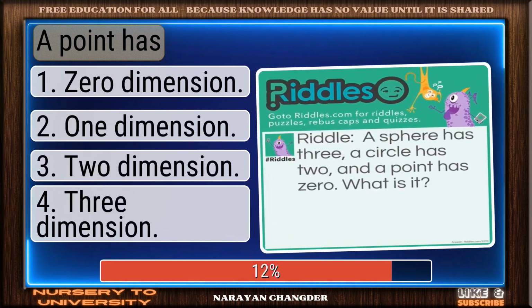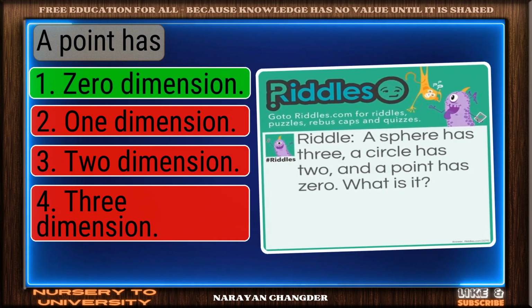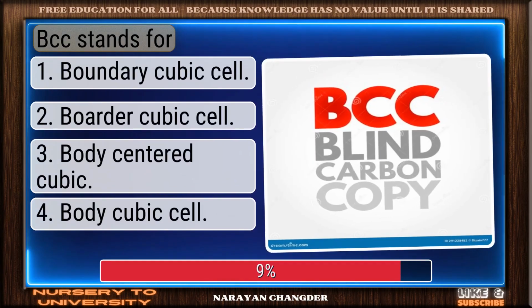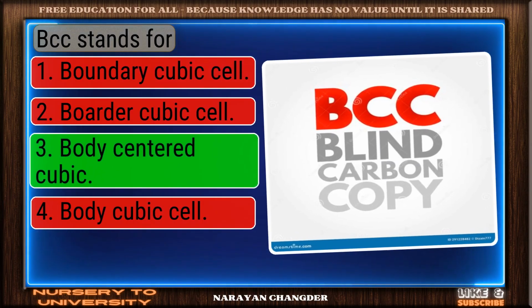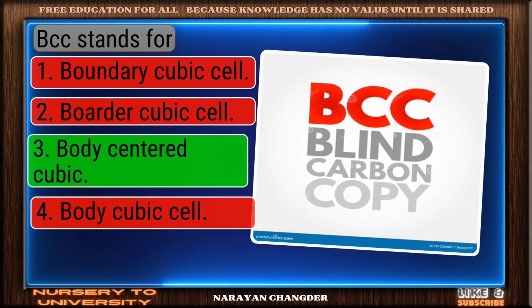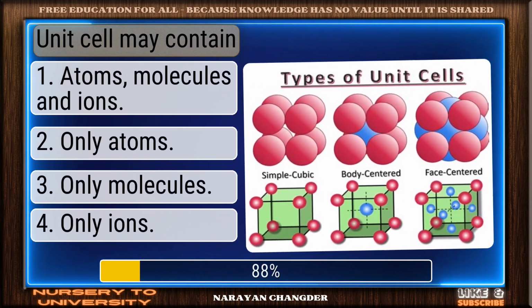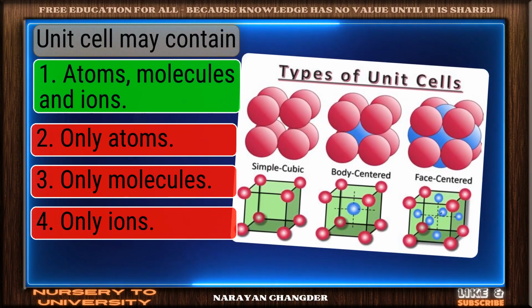A point has. Excellent choice. Zero dimension is the right answer. BC stands for. You got it. Your choice body-centered cubic is right. Unit cell may contain. Right choice. Atoms, molecules, and ions is the best answer.